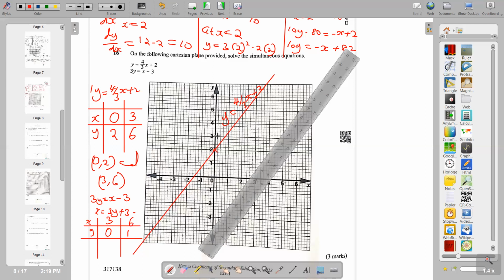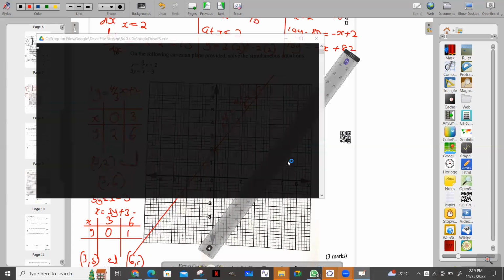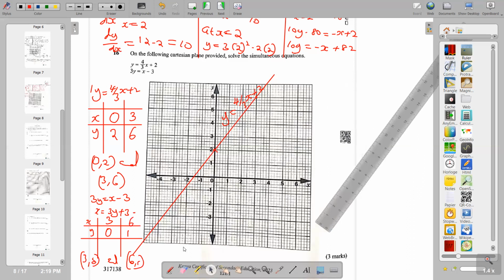So you have 0, 3. No, you're going to plot 3, 0 and 6, 1. You're going to plot 3, 0. 3, 0 is here. And 6, 1. You also join the 2 points using a straight line, and it must intersect the other line.